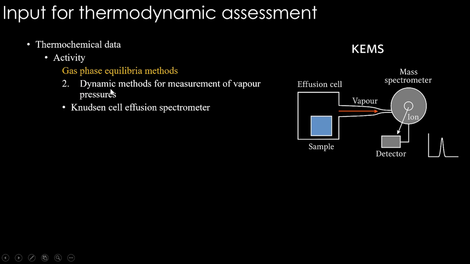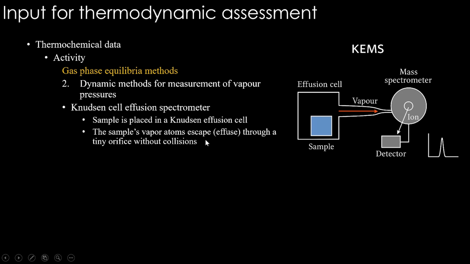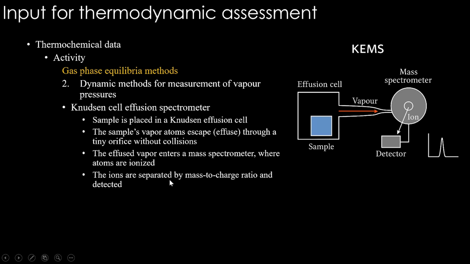Now, the second type are called dynamic methods for measurement of vapor pressures. One technique in that is called Knudsen cell effusion spectrometer. It's a very special technique in which sample is placed in a Knudsen effusion cell, this kind of setup, and from there the sample's vapor atoms escape or effuse through a tiny orifice without collision. So that is important. This setup is something to do with the principle of the equipment, and the effused vapor enters a mass spectrometer where atoms are ionized, and then it is detected. The ions are separated by mass to charge ratio and detected.